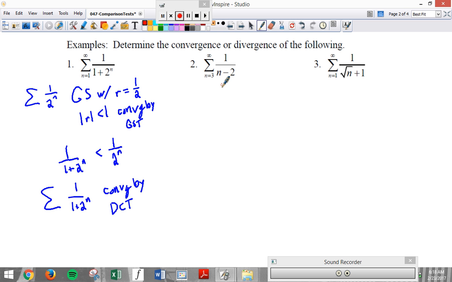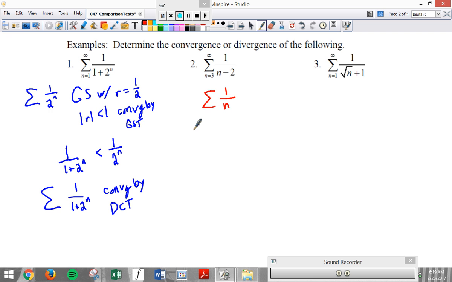If you said or thought the harmonic series, you're just showing off. If you said or thought this guy, you're right. This guy is the harmonic series. This is our harmonic series. The harmonic series is also known as the P series with P equals 1.